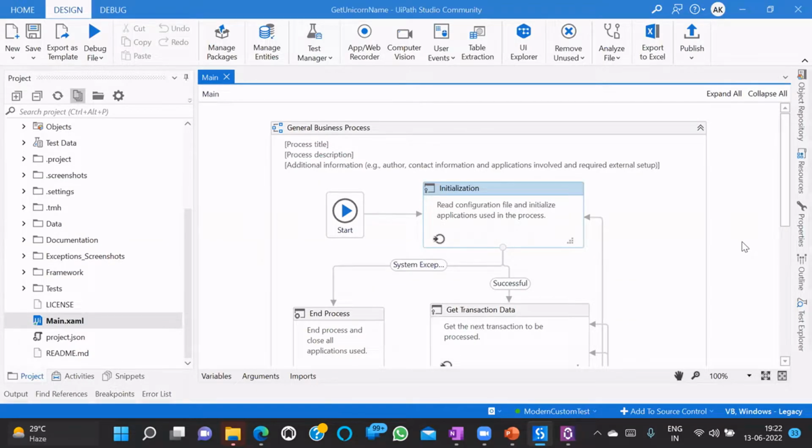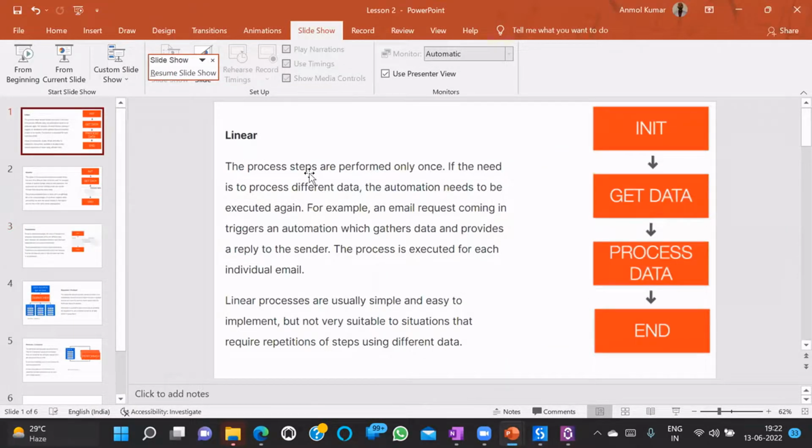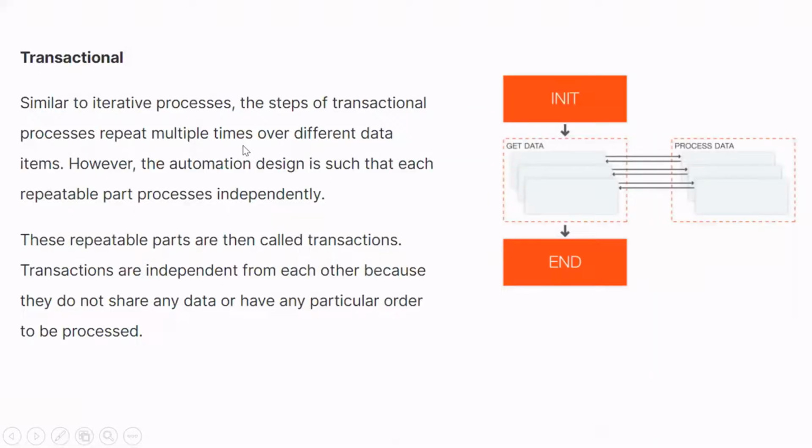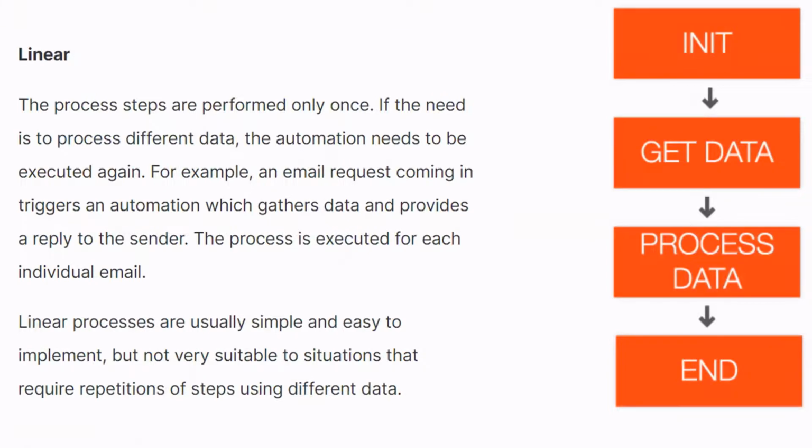We discussed different types of processes. Basically, there are three basic types of process: linear process, iterative process, and transactional process. So today again we will revise those things. So what is a linear process?